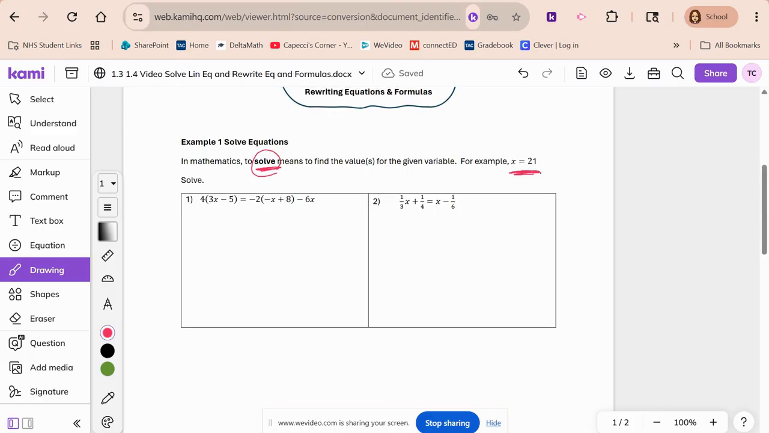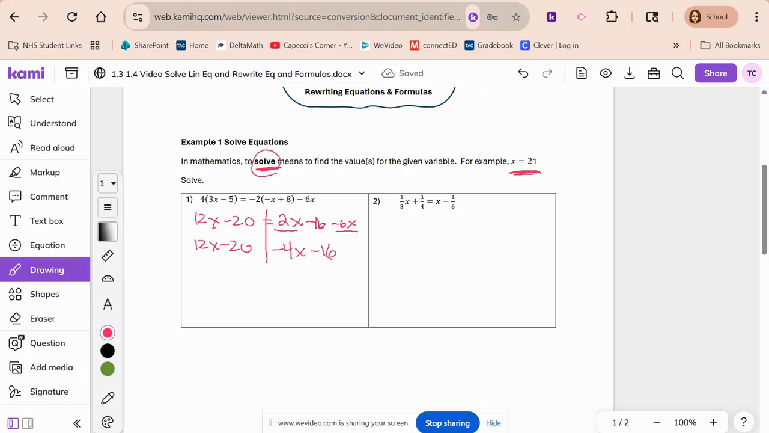So in number one, the first thing we're going to have to do is distribute, get rid of those parentheses. So that gives me 12x minus 20 is equal, now that's going to give me positive 2x minus 16 minus 6x. There's my wall. My left-hand side is okay. I'm going to combine my 2x and minus 6x. That gives me minus 4x minus 16.